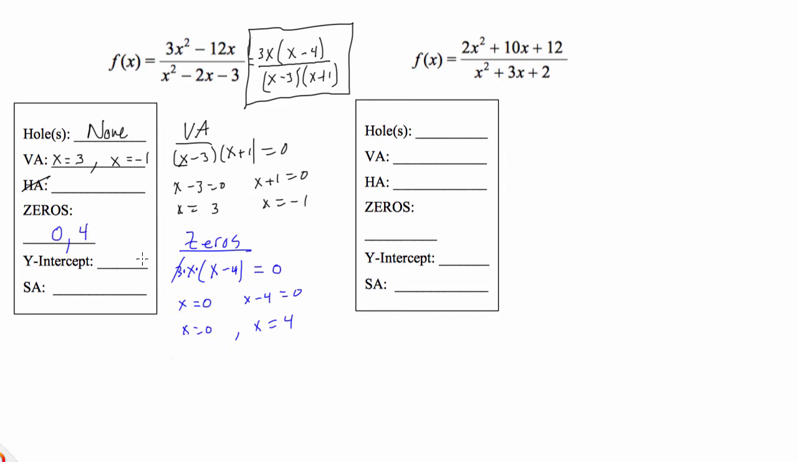Now that automatically tells me that the y-intercept is going to be (0, 0). And you can do that by plugging in a 0 here. This would give you 0 in the numerator, and the bottom, who cares? And you're going to get 0. If you have 0 in the numerator, it's going to cause that to be 0. So there you go.